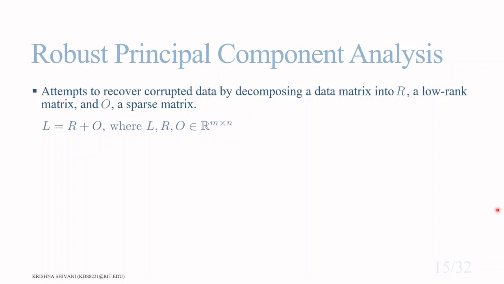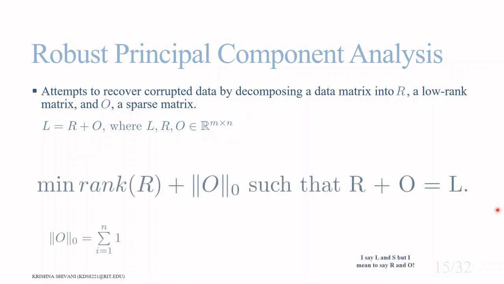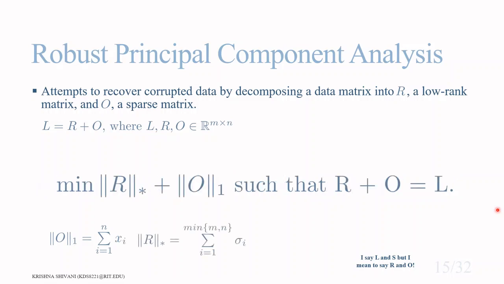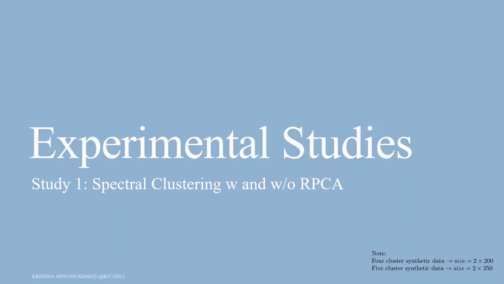So we must deal with the following problem of minimizing the rank of L and the zero norm of S. It turns out though that this is computationally expensive to compute, but this alteration allows us to solve it with ease. The minimization of the nuclear norm of L plus the L1 norm of S subject to this constraint. The pure matrix here is R, and the matrix containing differences and outliers is O.